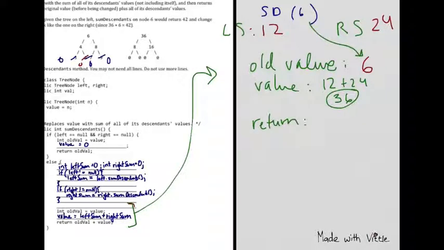And then we're going to go ahead and return 36 plus 6, which is the old value plus the new value. So we return 42. It doesn't really go in our tree, but that's the value because this equation does return an integer. That's what we would get.